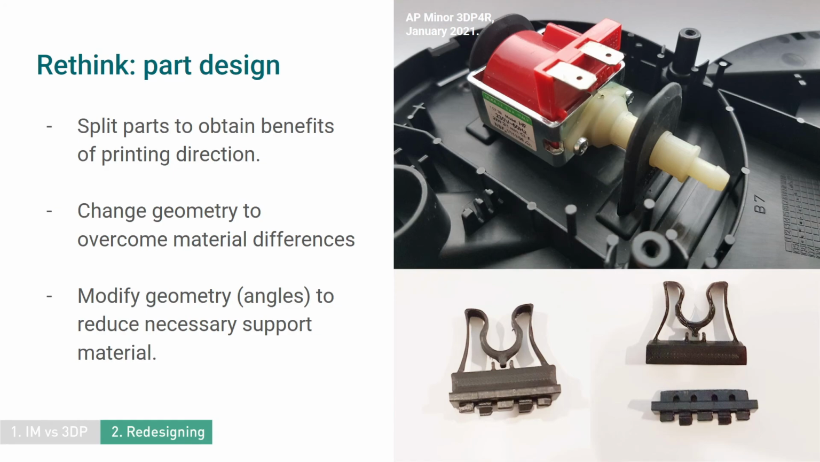Earlier, we explained that you can split the part to optimize the printing direction and make the part stronger. You can also change the shape of a part to overcome material differences. For example, the geometry of this part in the picture compensates for the lack of flexibility of the 3D printing material, compared to the rubber of the original part. This example also shows a component that is designed to be printed in two sections to avoid weak points from sections oriented in different directions.